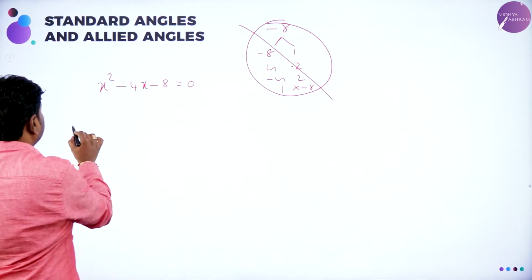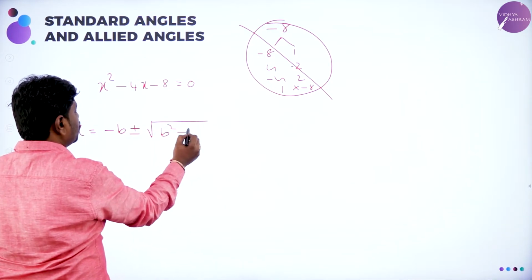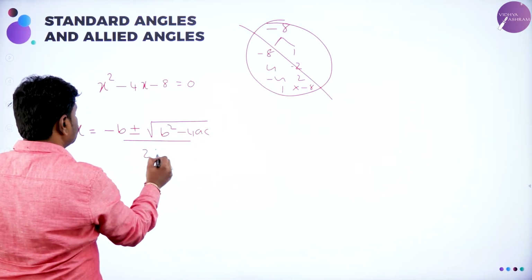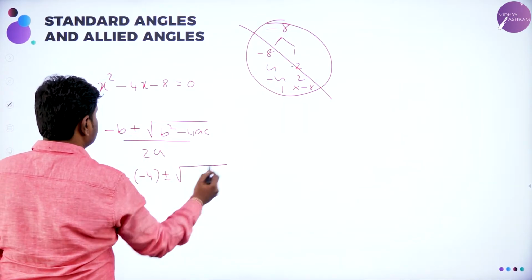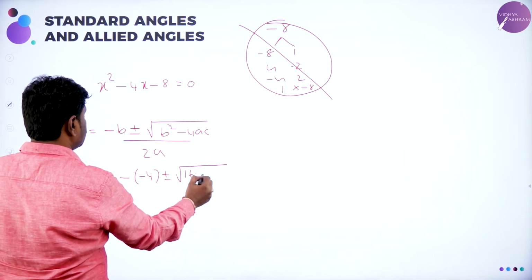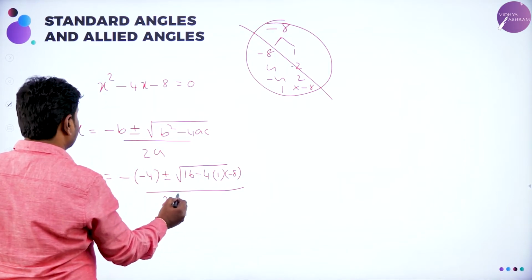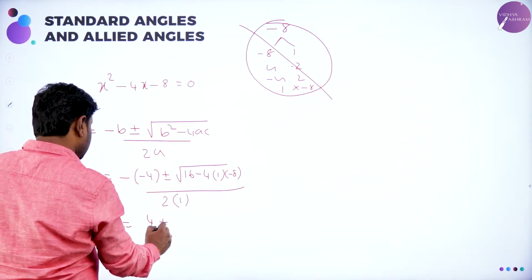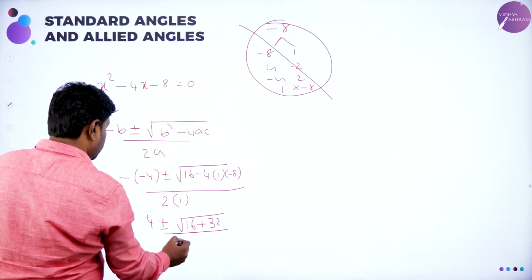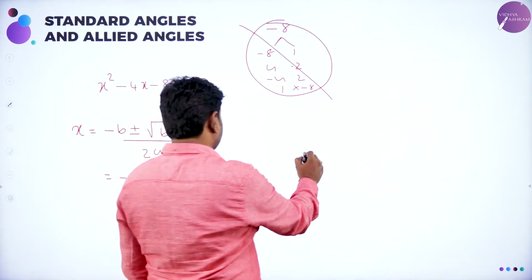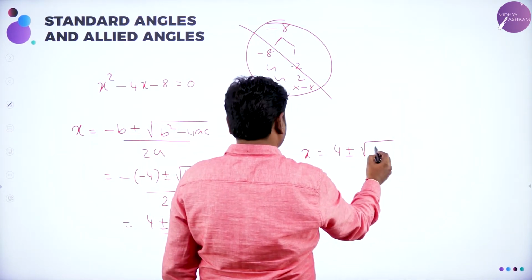So use the formula. What is the formula? x is equal to minus b plus or minus root of b square minus 4ac by 2a. So b means minus 4, plus or minus root of b square. What is b square? Minus 4 the whole square, 16. 4ac: a is 1, c is minus 8, divided by what? 2a, 2 into 1. That will be 4 plus or minus root of 16 plus 4 8s are 32, by 2. Further that will be x is equal to 4 plus or minus root of 32.